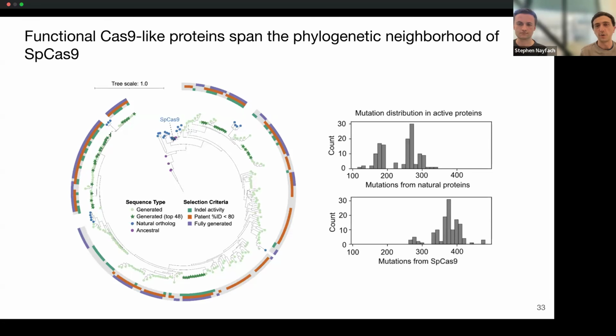Overall, there were many generated sequences that were active, even exceeding 400 mutations from SP-Cas9, and hundreds of mutations from any natural sequence in the CRISPR-Cas atlas. These active proteins are very distinct from both the canonical gene editor SP-Cas9 as well as anything that has been observed in nature.